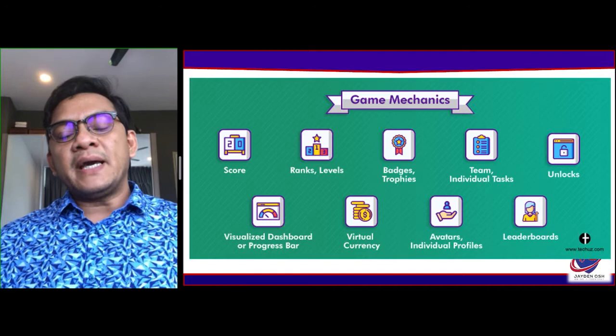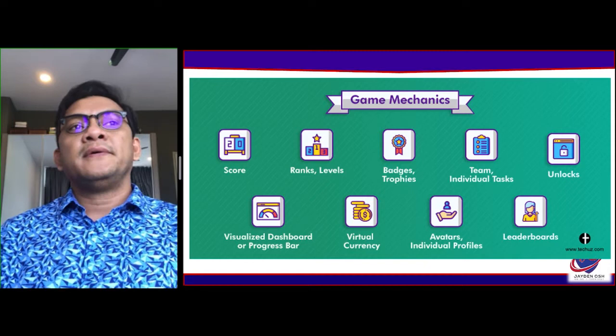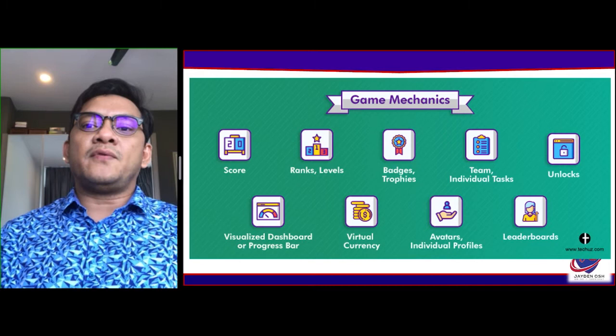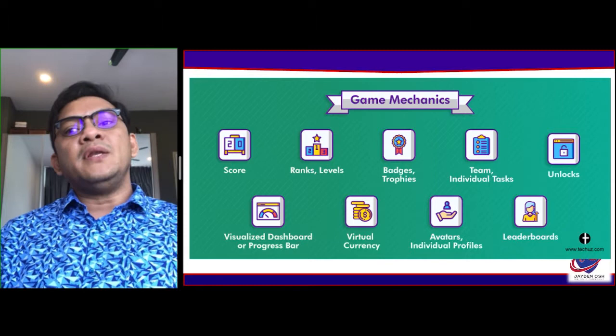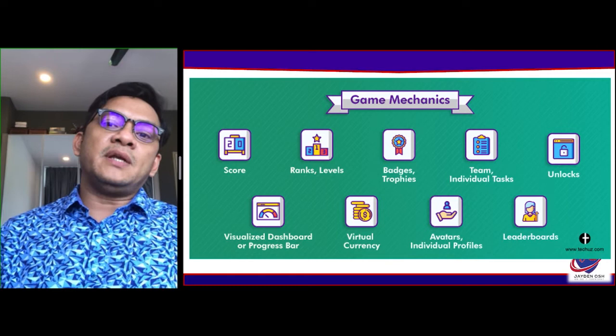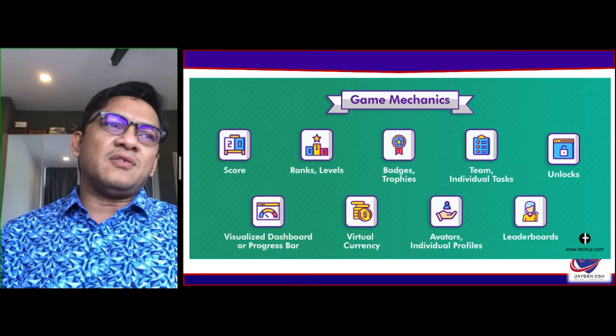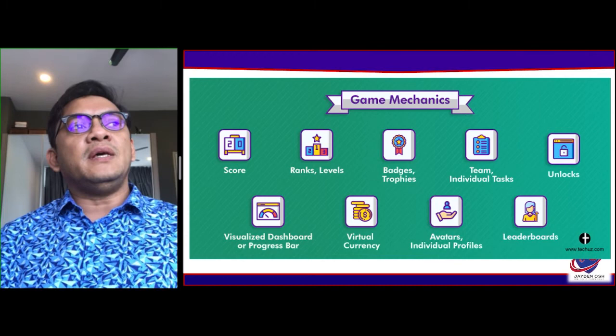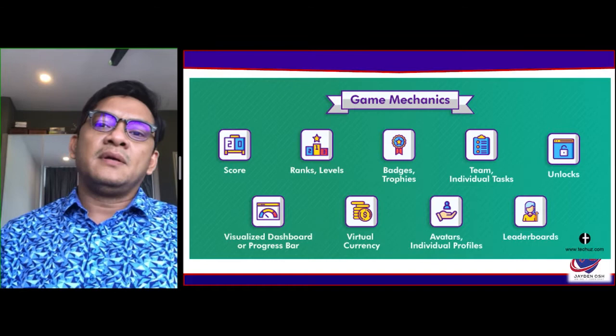The game mechanics is not limited to what I shared in the screen. There are also others, and it depends on which element is suitable for the program that you want to design. And I have been using game mechanics in my course, Occupational Safety and Health at University Malaysia Sarawak, for quite a number of years. I think around 2 or 3 years already. And these are some of the important elements within that design.